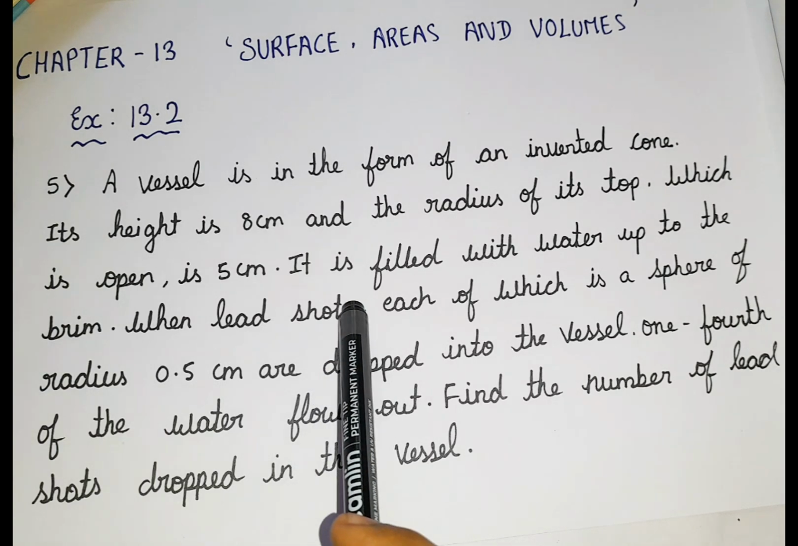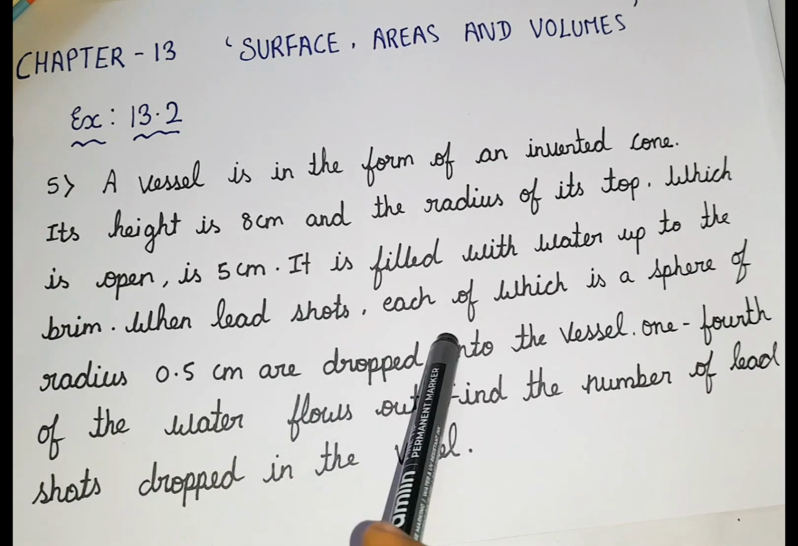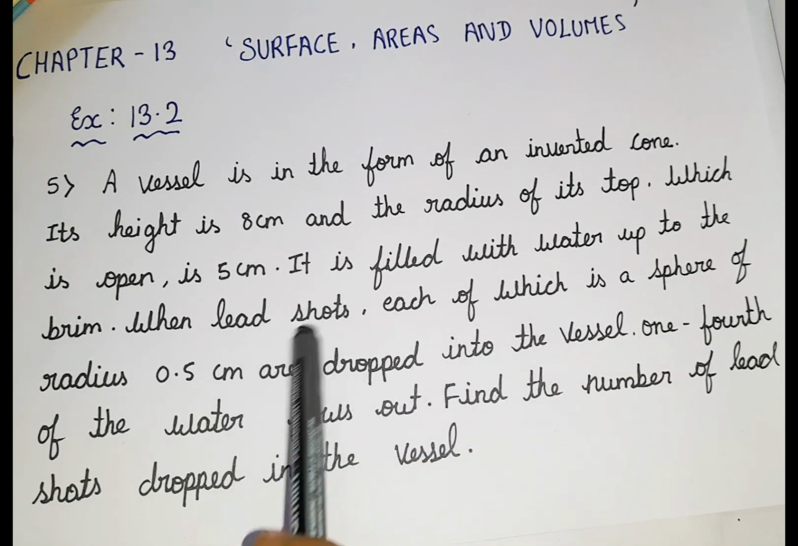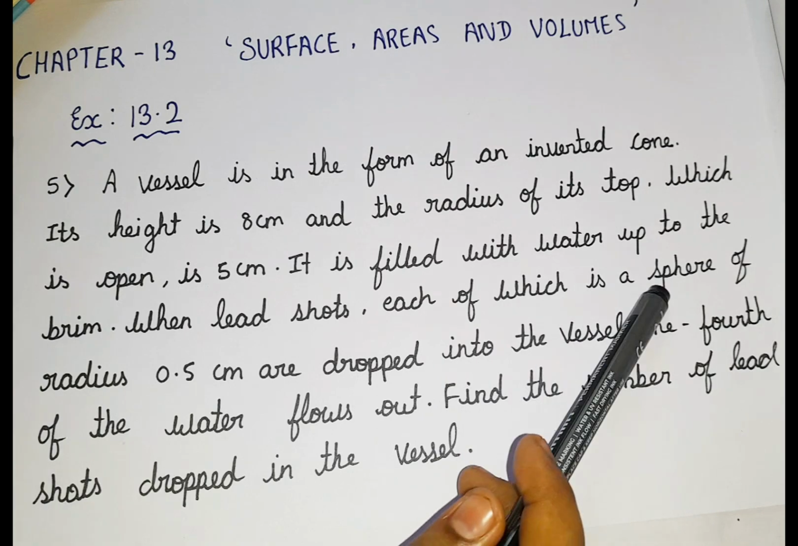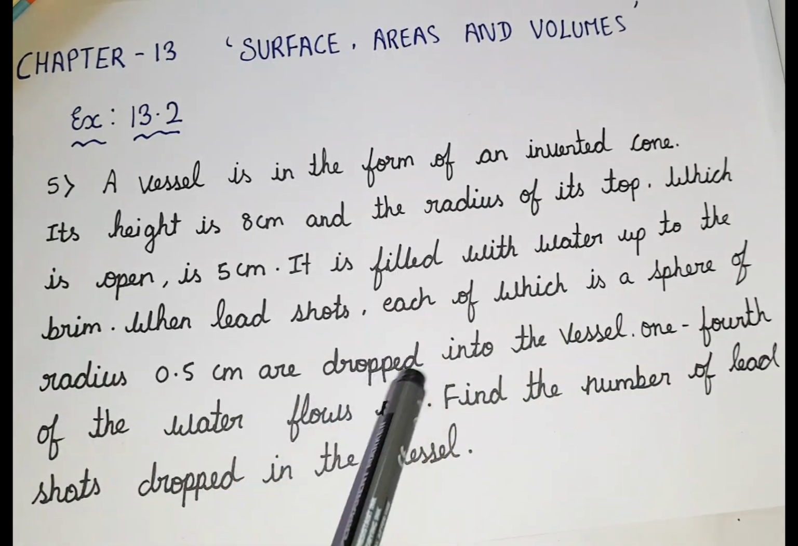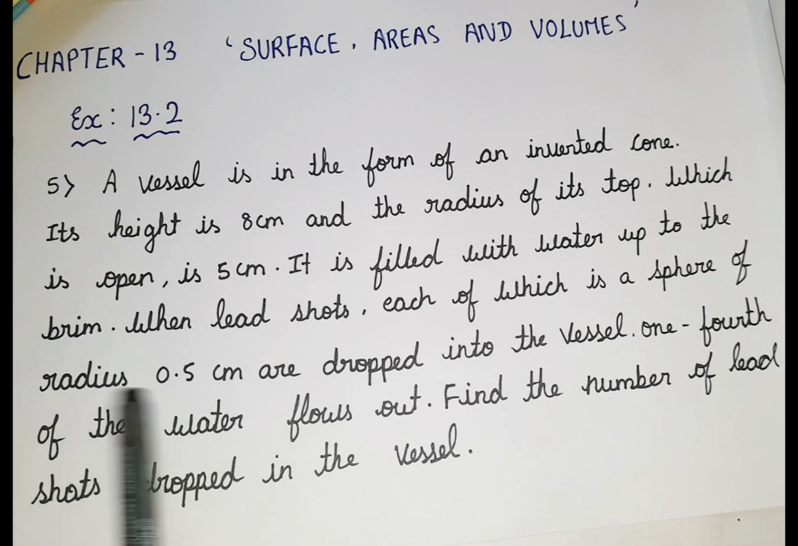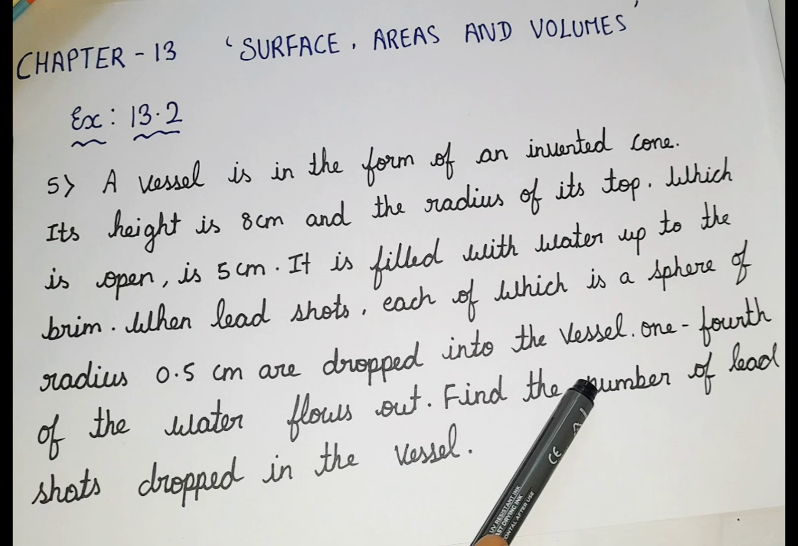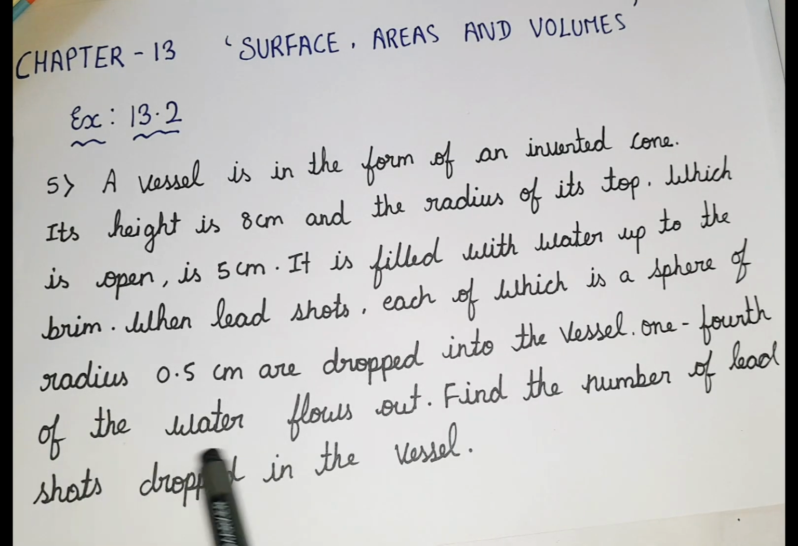When the lead shots, each of which is a sphere, are dropped, the lead shot is in the shape of a sphere, meaning a round shape. The radius is 0.5 cm, and it is dropped into the vessel. Then 1/4 of the water flows out. Here we are supposed to understand this question properly.